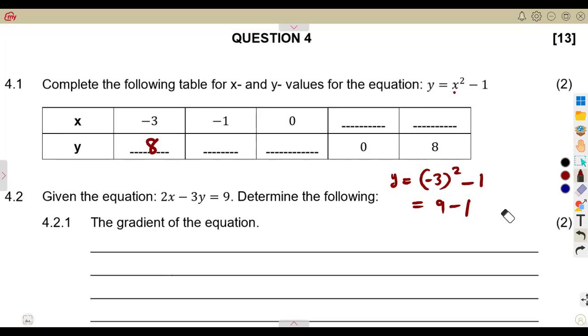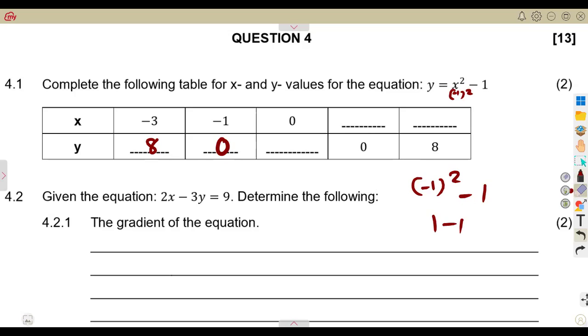You do the same thing when x is -1. In place of this, you're going to have -1 squared minus 1. So it was going to be 1 minus 1, which is a 0 there. Just use your calculator also. You do the same thing. If this x is a 0, that means y is going to be, in place of x, 0 squared minus 1. That will be 0 minus 1, which is -1.